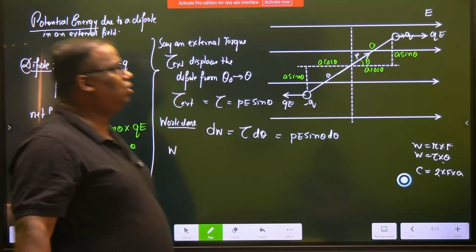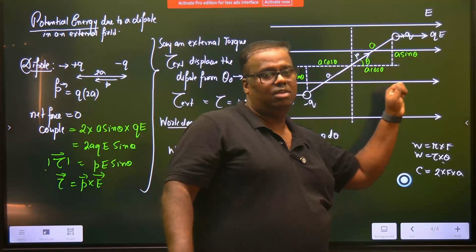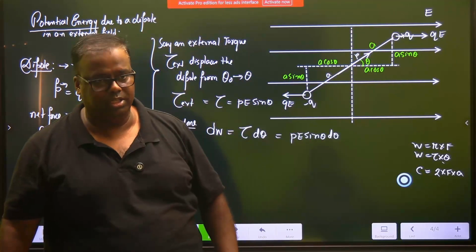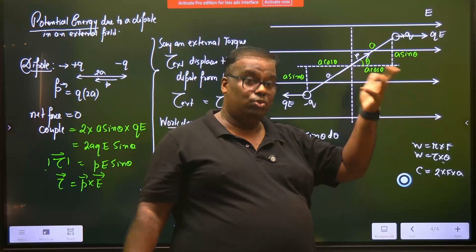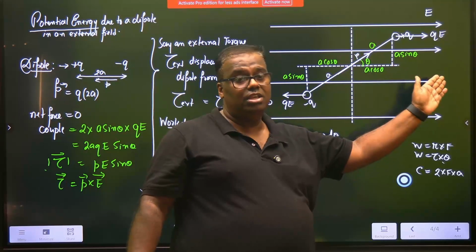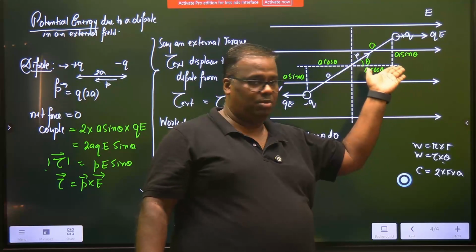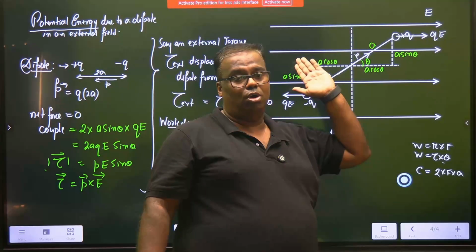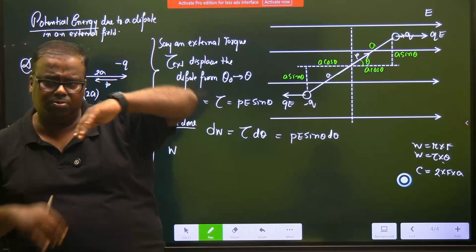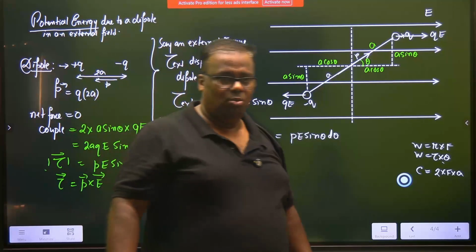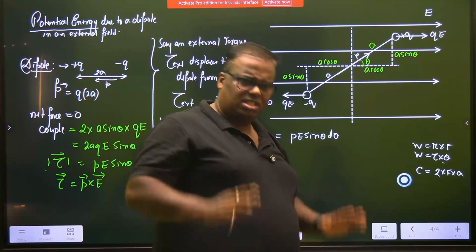What does this torque do? The torque always aligns the dipole along the direction of the electric field, meaning it aligns the dipole moment. While aligning it, it can align in two ways. One is P along E, theta equal to 0, stable equilibrium. Or P opposite to E, in which case it is unstable equilibrium, but still aligned. But should you just displace it, it will not come back to the same shape. One complete turn it will make.